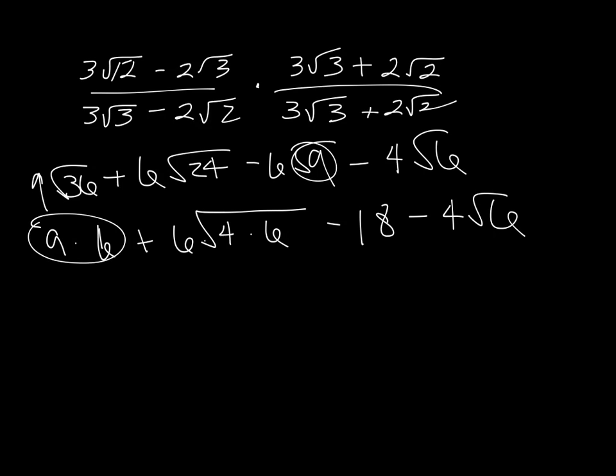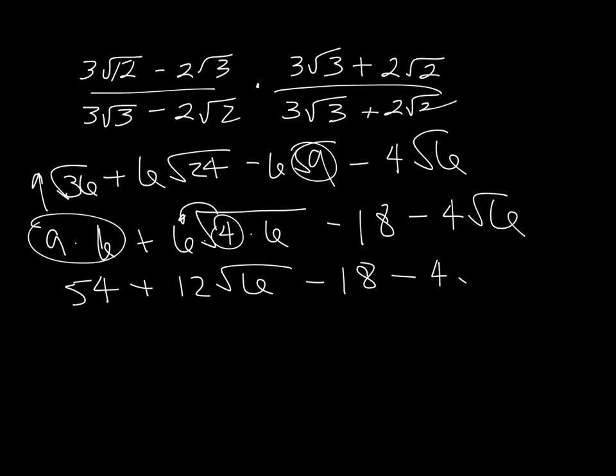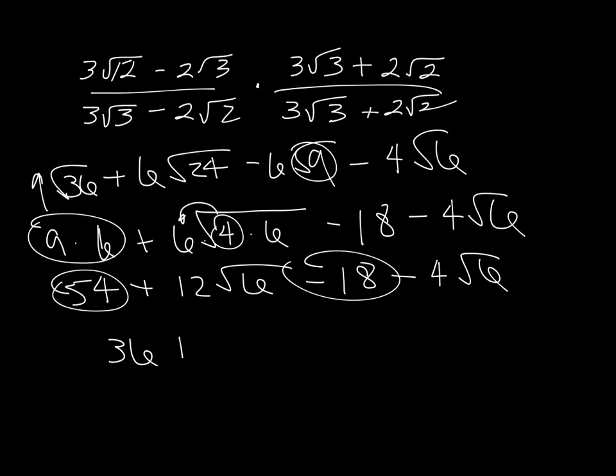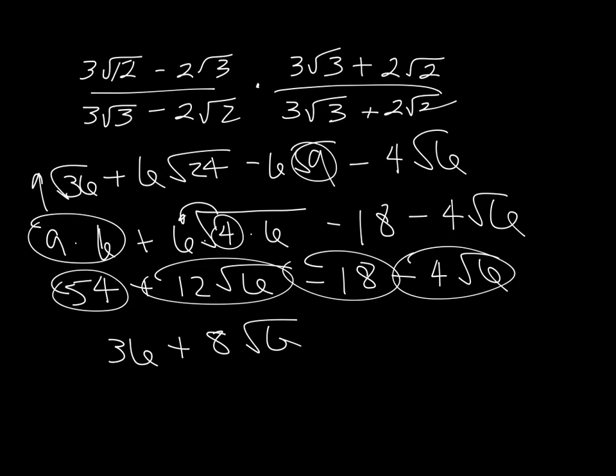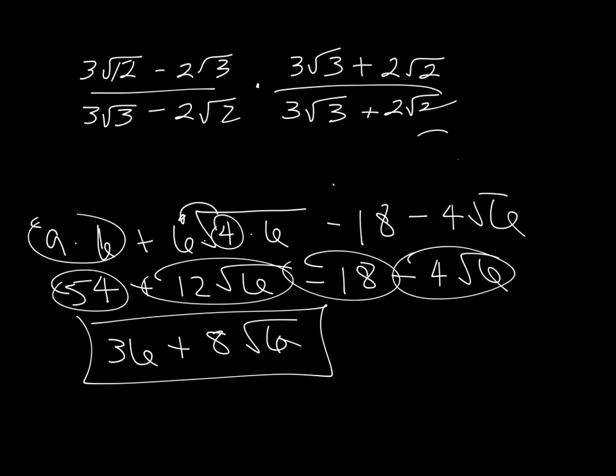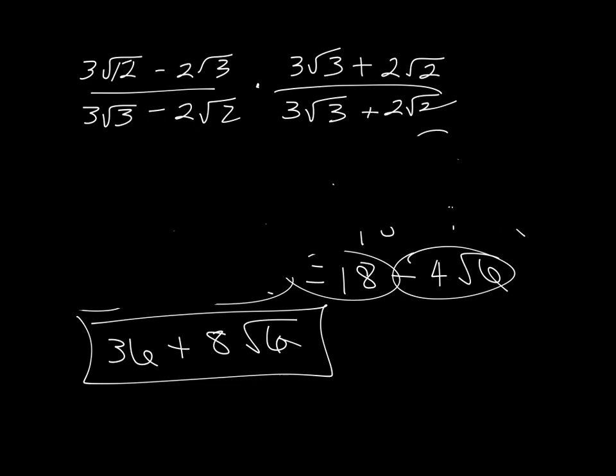Alright, so this is going to be 54 plus square root of 2 is 2 times 6 is 12. Okay, so we brought that out there. Minus 18 minus 4 square root of 6. 54 minus 18 is 36. Plus this and this is going to be 8 square root of 6. So that is my numerator. Alright, so let's get rid of all this stuff and find our denominator.